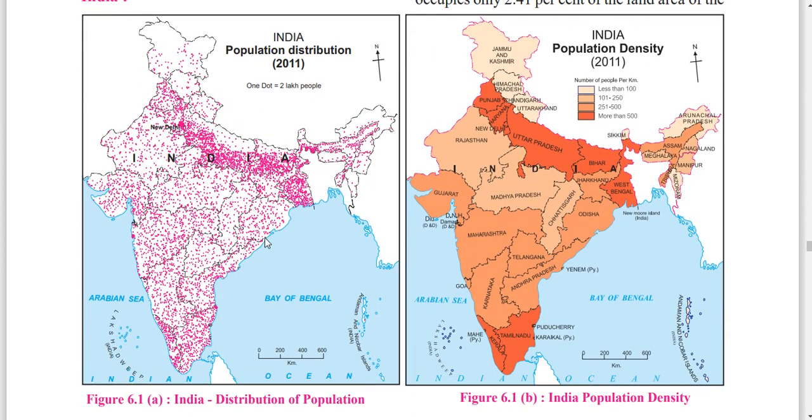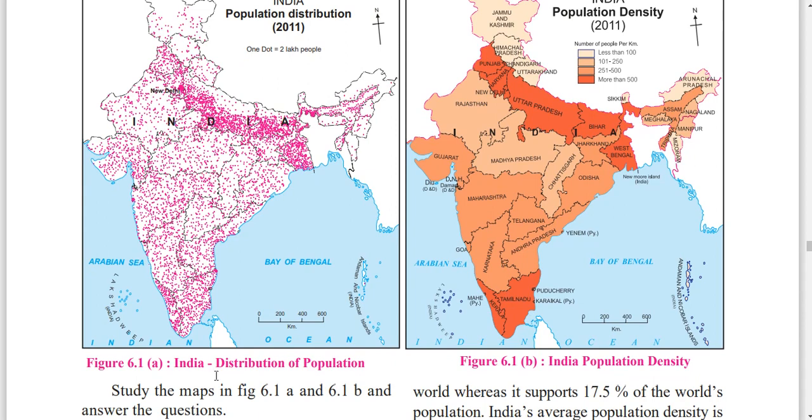This is the map of India. See, these dotted points show population. Population distribution 2011: 1 dot is equal to 2 lakh people. Population density 2011: here different shades are given. More than 500 people per kilometer. Dark color means more than 500 per kilometer and lighter color means less than 100. See this distribution of population, India population density.